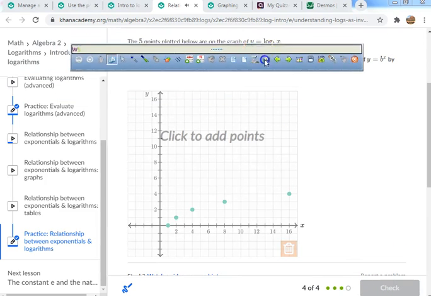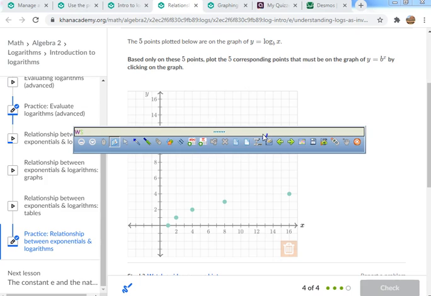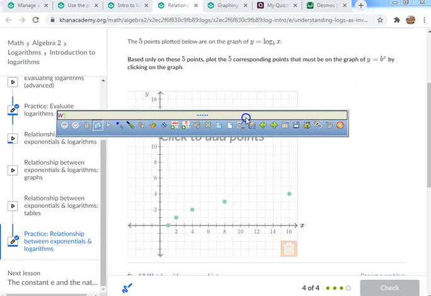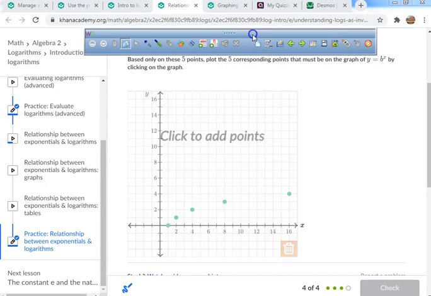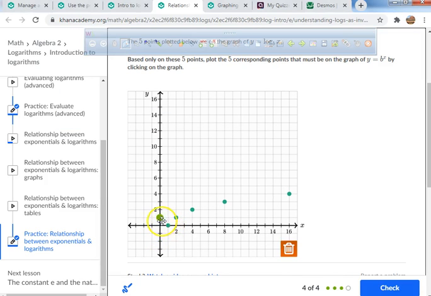Okay. Well, if they're inverses of each other, then all we got to do is take some points and make inverses. So it says the 5 points are plotted on the graph of y equals log base b of x. Based on only these 5 points, plot the other 5 points. Let's do it. So if I have a point right here, I got to have a point right there. Right? That's 1, 0. That's 0, 1. If that's 2, 1, I have got to have a what?